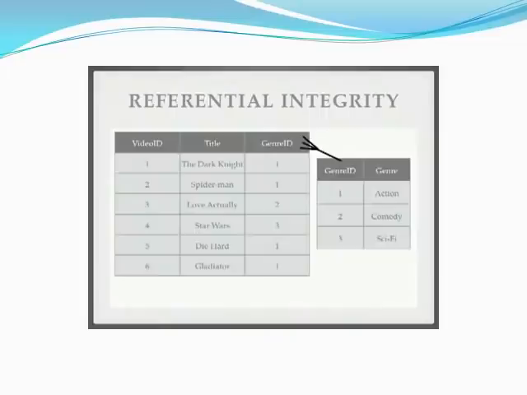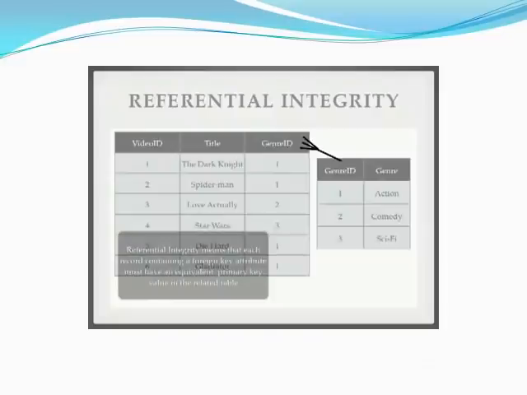Okay, so here's a relational database that we've seen before. We've got a one-to-many relationship between the primary key in the genre table and the foreign key in the video table. So we can see that we've got that there. Okay, so referential integrity on another level means that each record containing a foreign key attribute must have an equivalent primary key value in the related table. So let's just take a look.